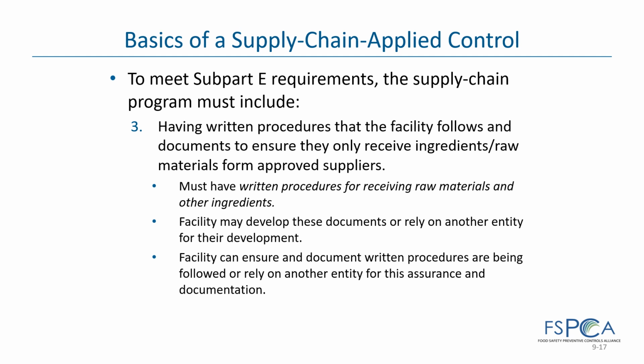The facility may develop these documents or rely on another entity for their development, so it doesn't have to be the receiving facility. You can use someone else's procedure as long as it's documented in your food safety plan. The facility can ensure and document that written procedures are being followed or rely on another entity for this assurance and documentation.